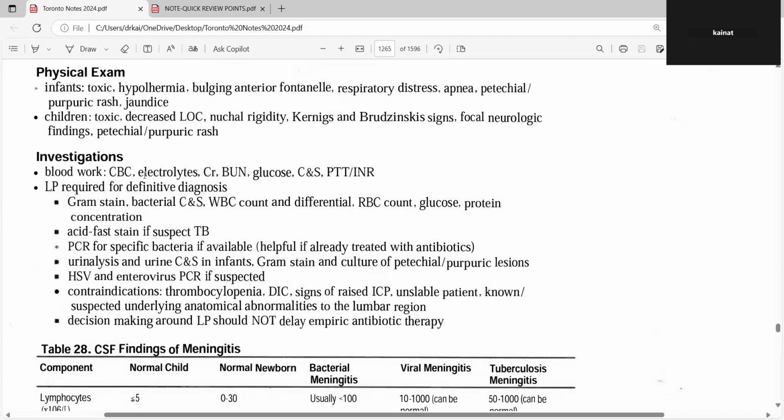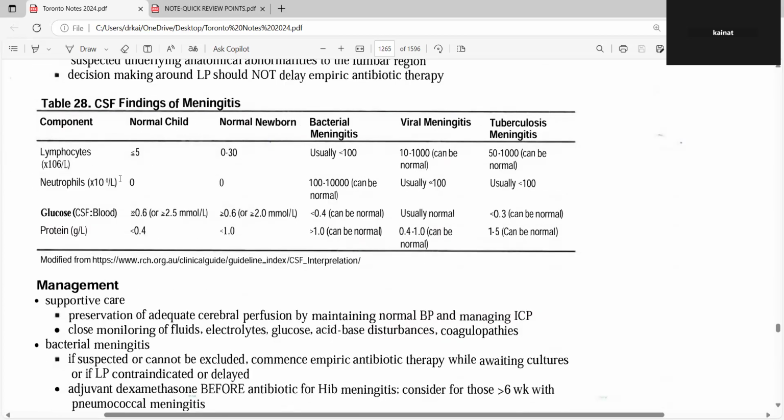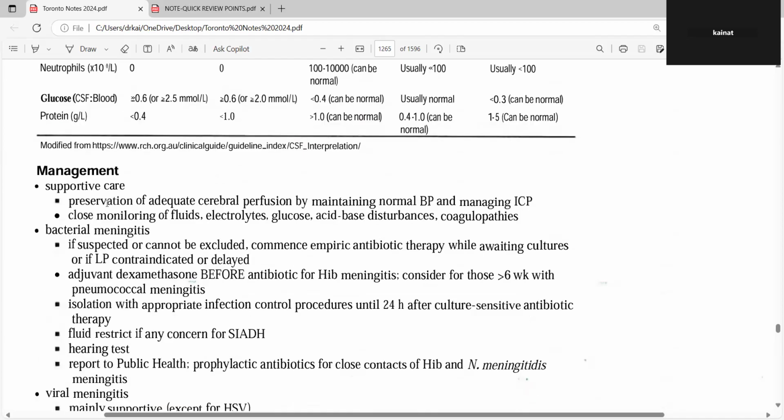Then when we are talking about meningitis, how are you going to start? Like a full septic workup, because a child can present with fever. So we have to do the full septic workup, then go for lumbar puncture and all that. Supportive care is basically preservation of adequate cerebral perfusion by maintaining the normal BP and then managing the ICP, close monitoring of the fluid, electrolytes, glucose and acid-base disturbances, coagulopathies. Then for bacterial meningitis, if suspected or cannot be excluded, commence the empiric antibiotic therapy while waiting for cultures or if the LP is contraindicated or delayed.